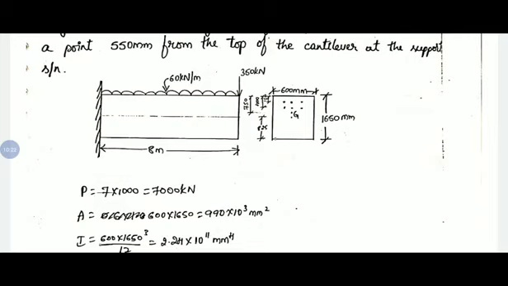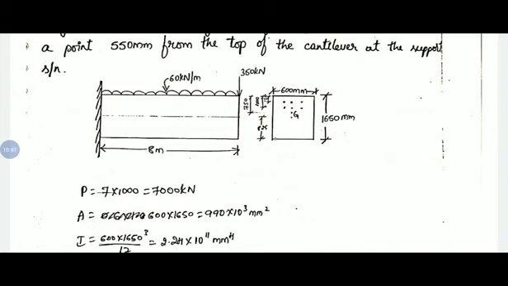The details of the cables or tendons are given at the top. So in total we have 7 cables which are arranged like 3 at 150 mm from the top, then 3 at 400 mm from the top, and the remaining one is 750 mm from the top of the beam.